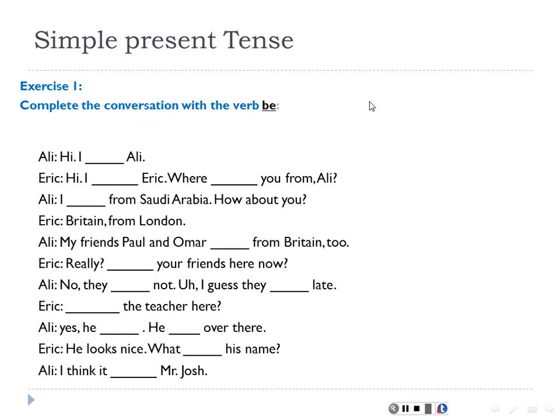Let's see the conversation. The conversation is between Ali and Eric. المحادثة بين علي وإريك. You can read the conversation and then try to use one of the verbs to be in order to complete the conversation. حاولوا استخدام أحد أفعال الكون لتكملة هذه المحادثة. I'll give you 1 minute. Maybe you can pause the video, you can stop the video and do the exercise. Okay, try to do it.